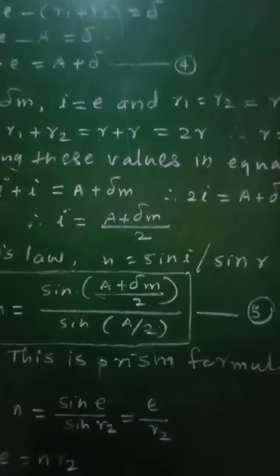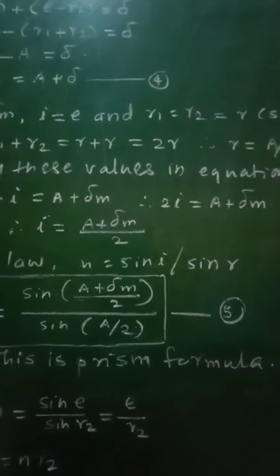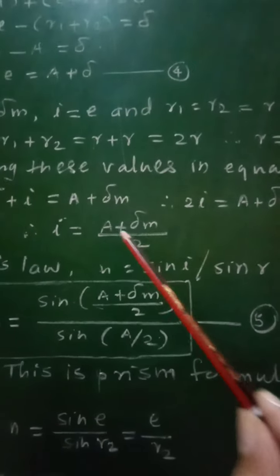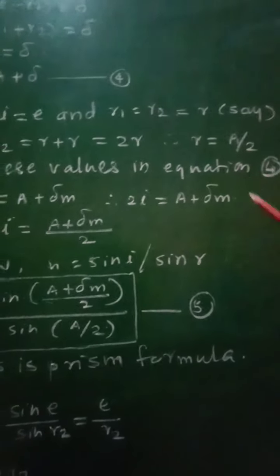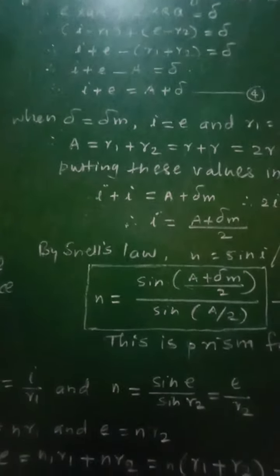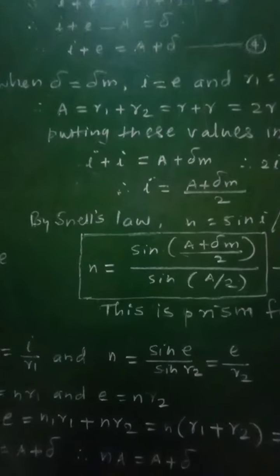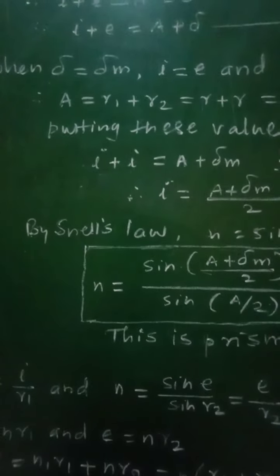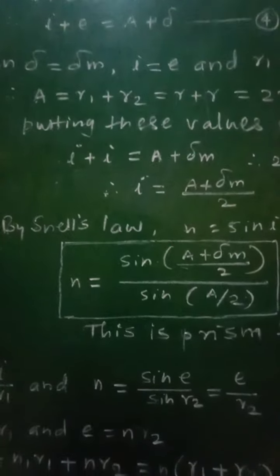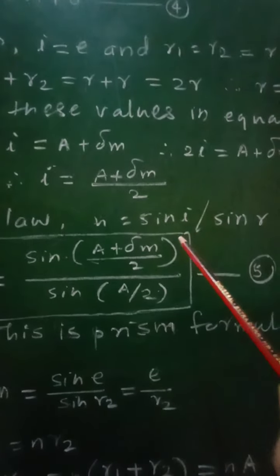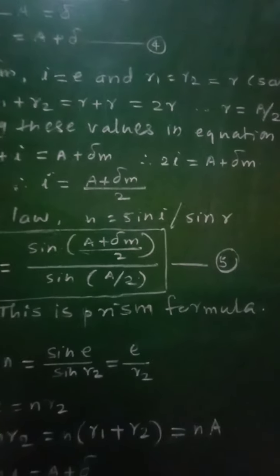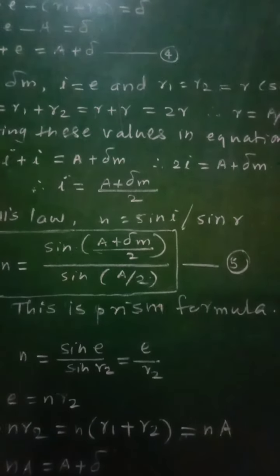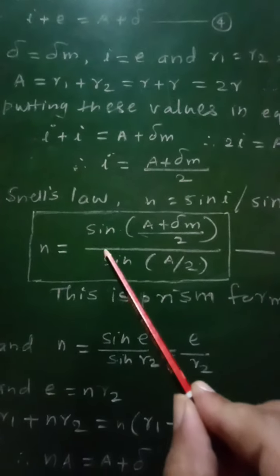So here we have got the values of angle of incidence as well as angle of refraction, that is I is equal to A plus delta M by 2 and R is equal to A by 2. As we have considered refraction here, we can use Snell's law. So by using Snell's law, N is equal to sin I upon sin R, where N will be the absolute refractive index of the material of that prism. Therefore that N will be given as sin I.